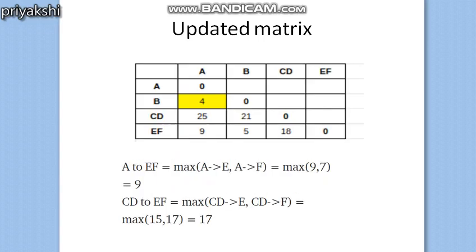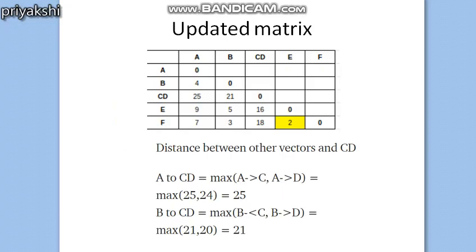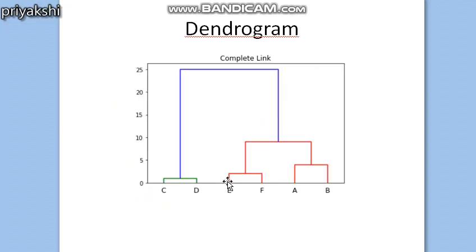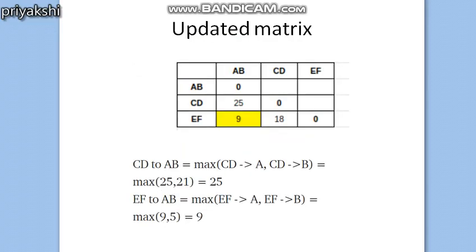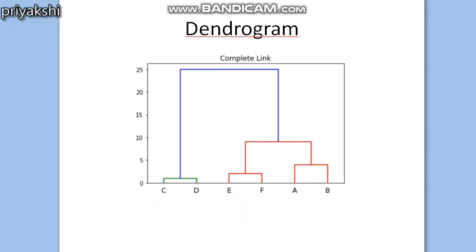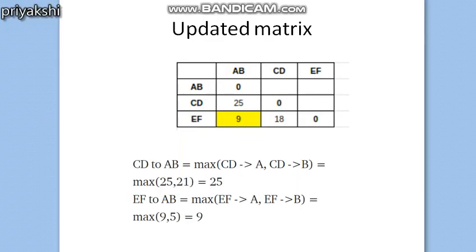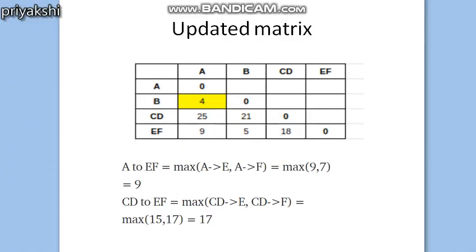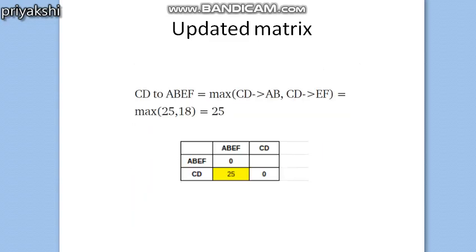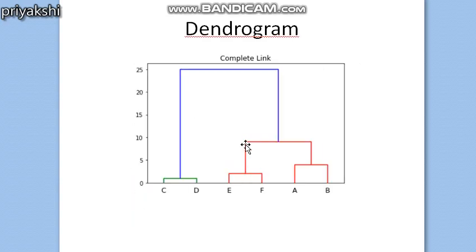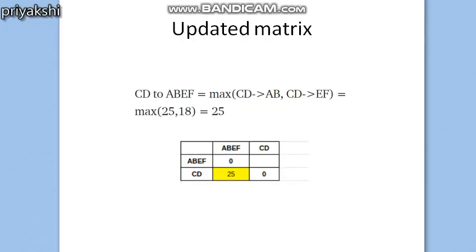In the next place, after combining C and D, we are combining E and F. E and F are combined at the cluster cut value 2. Next A and B are combined at value 4. So first 1, 2 and then 4. And after this EF and AB are combined at value 9. So it will be combined here at 9. Ultimately the final cluster is combined at 25.